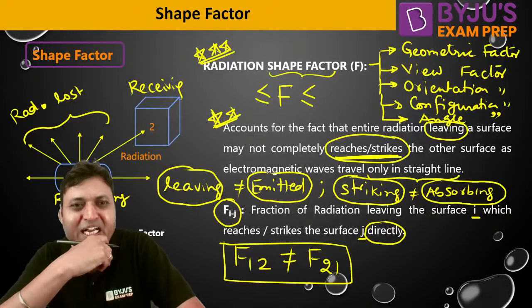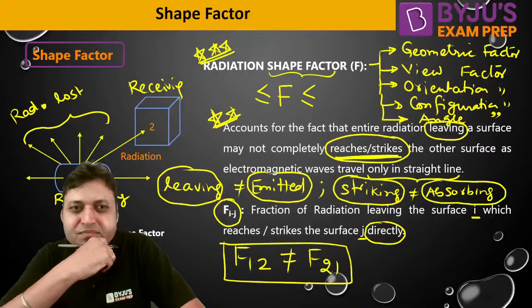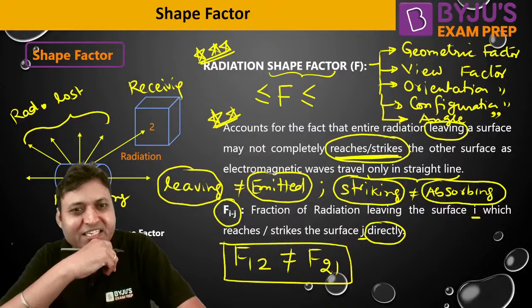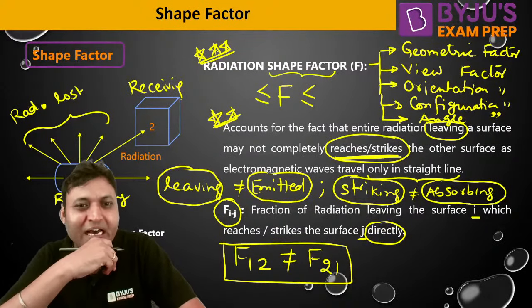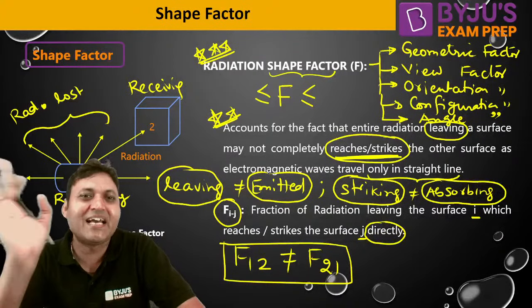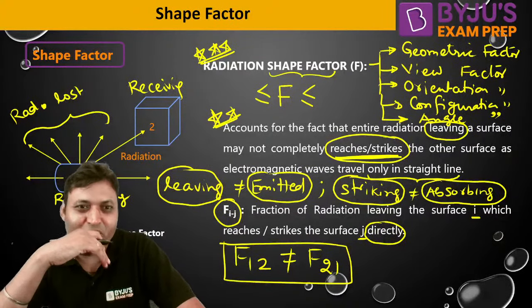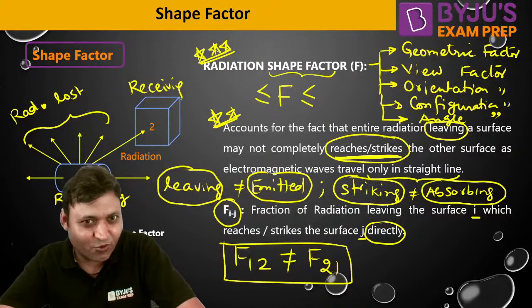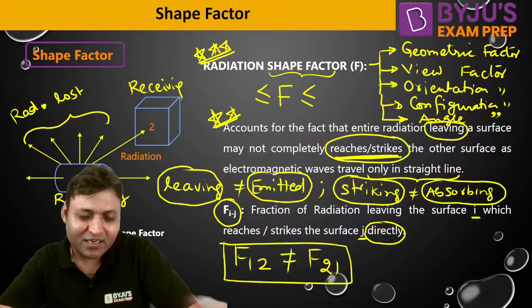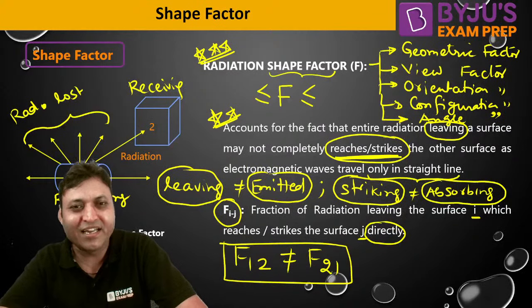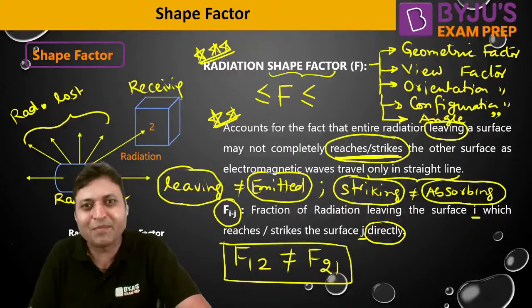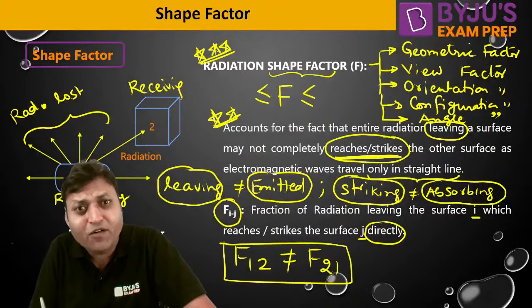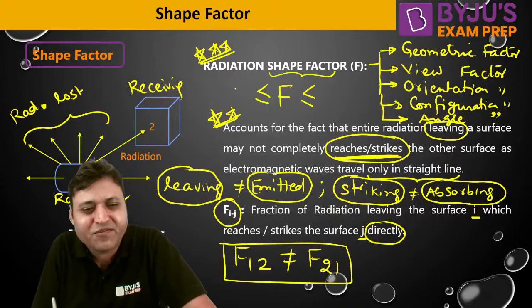Whatever help the government sent, how much fraction is reaching the needy, that is denoted by the shape factor between the government and the receiver. Because there is a possibility some of the help may not reach the receiver, but it is getting consumed by other people. So what is the lower limit of shape factor?